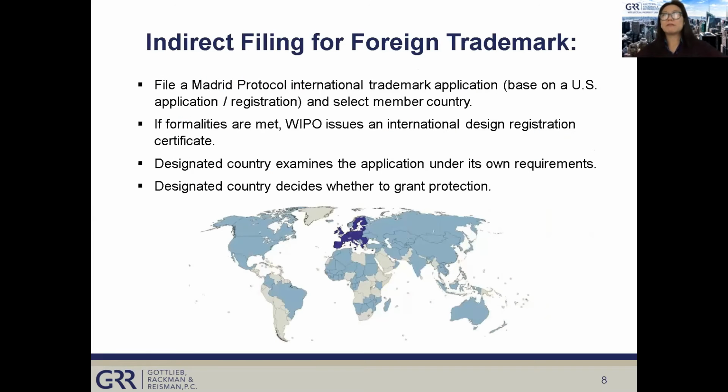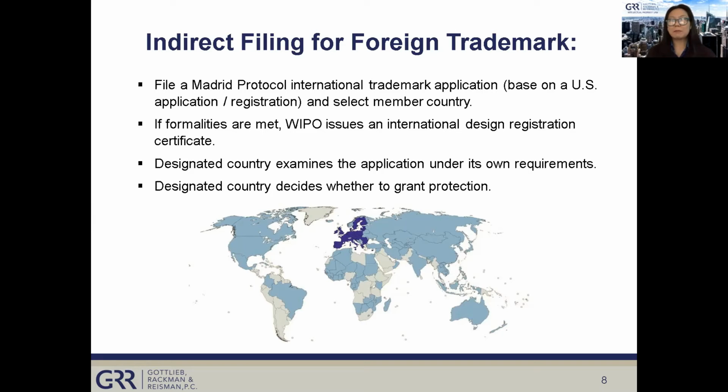As for indirect filing for foreign trademarks, you would file a Madrid Protocol International Trademark application, and it covers 121 countries as shown in blue on the map. Unlike the PCT and the Hague filing, a pre-existing US trademark application or registration is necessary before proceeding with a Madrid application. The US application is called the base application.